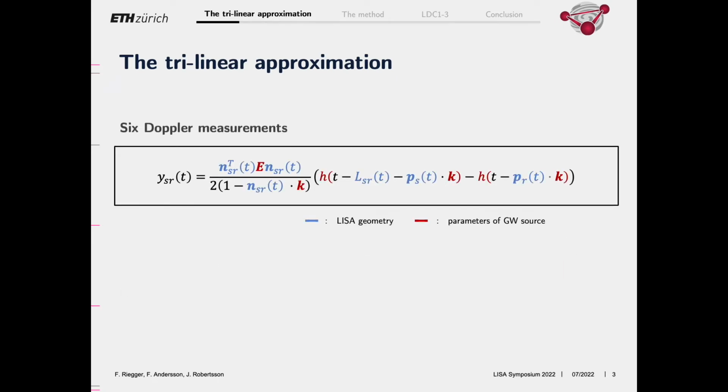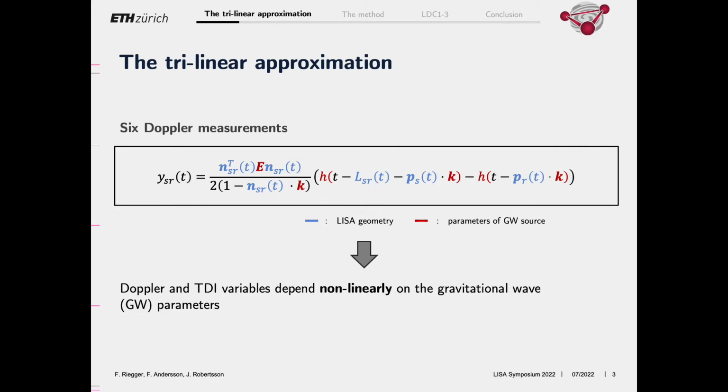Now, when it comes to the data analysis, we are interested in extracting those parts of the model that are colored in red here. Those are the parameters of the gravitational wave source. Opposed to that, everything that is colored in blue describes the LISA geometry or the LISA motion, and those are parts that we can recompute. So when we consider this model here, we see that the Doppler measurements as well as the TDI variables depend non-linearly on the gravitational wave parameters. And this is one of the challenges in the data analysis.